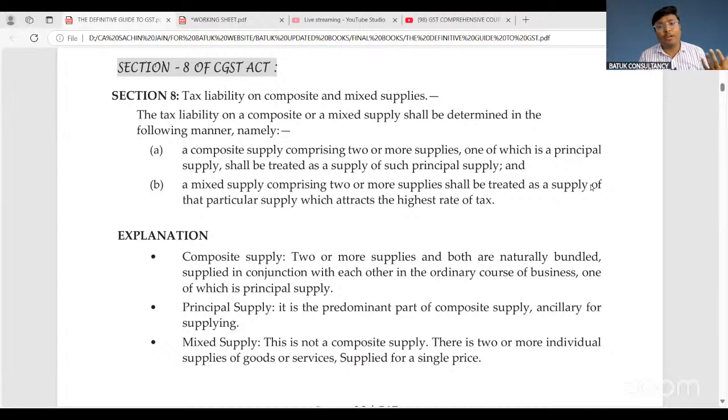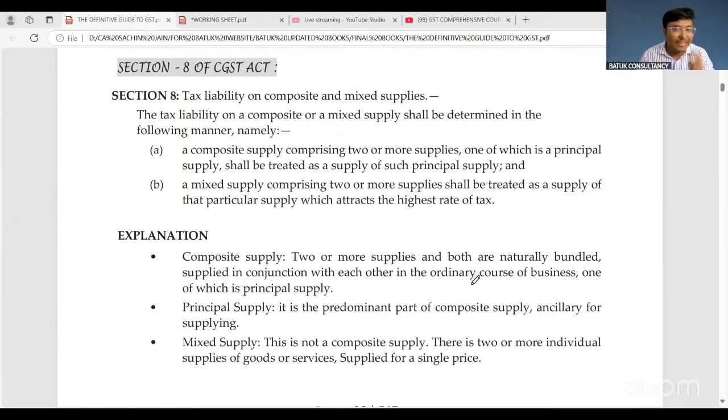Movie tickets, popcorn, and cold drinks are mixed supply, sir, because it is not the market perception that if I buy the movie tickets, then the popcorn and the cold drink will be there. We have a lot of examples in this PDF module as well. And when you go through these examples, then I think most of it will be clear in your mind. Okay.